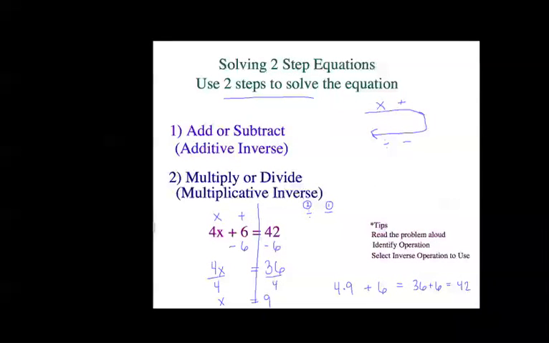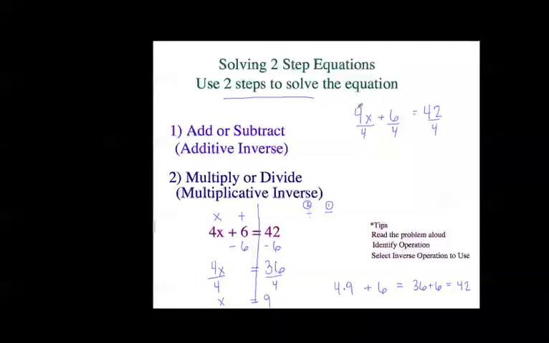Let's look at this same problem, but what would happen if we multiplied or divided before we add or subtract? So I have 4x plus 6 is equal to 42. If I am going to divide by 4 first, then I'm not only going to have to divide 4x, but I'm going to have to divide 6, and I'm going to have to divide 42. I'm going to need to divide all of these numbers by 4.